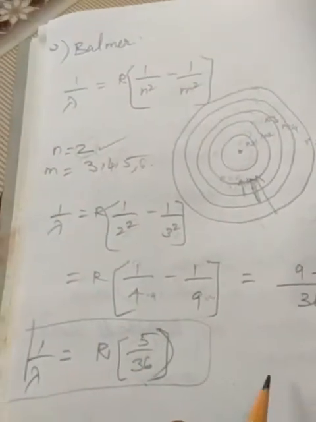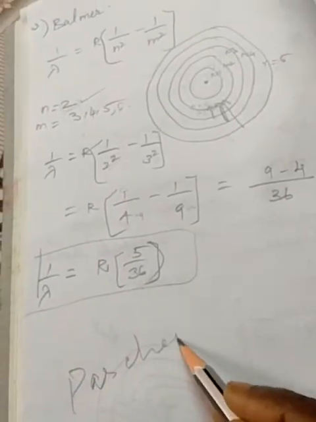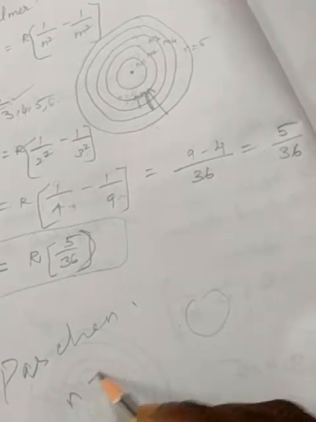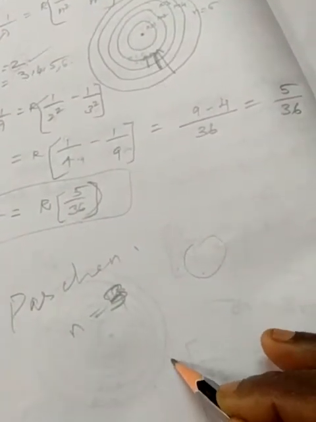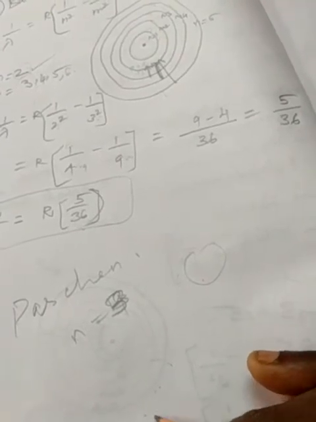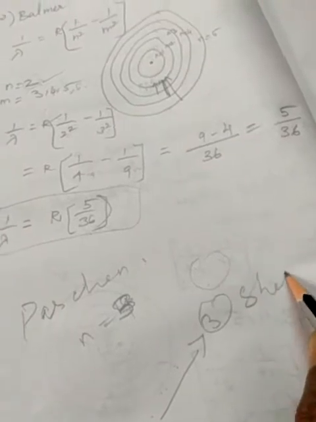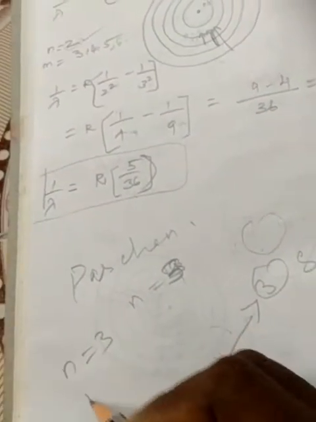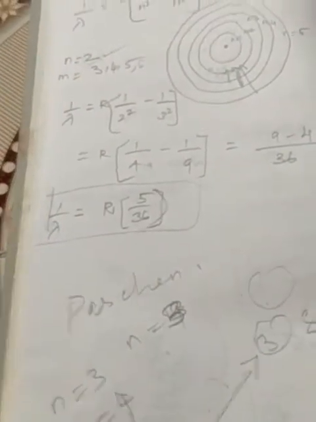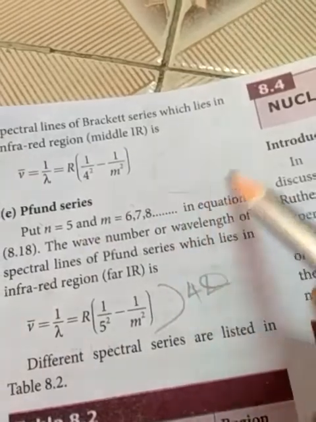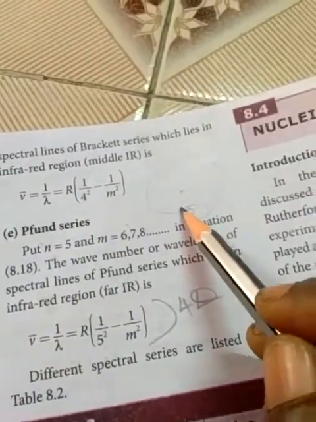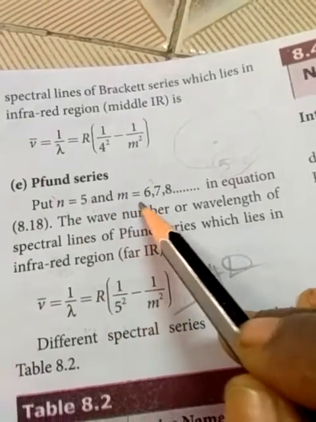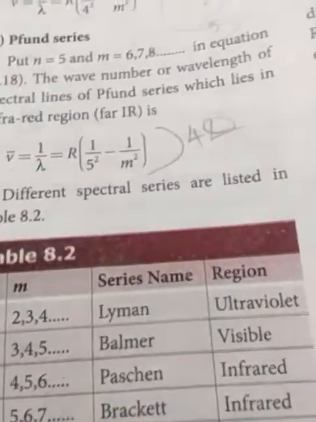The same applies to the Paschen series. In the Paschen series, electrons from the fourth shell, fifth shell, sixth shell, seventh shell, all move to the third shell. So we take n equal to 3 and m equal to 4, and apply the formula. The same applies for the Pfund series: n equal to 5 means electrons from all other shells move to the fifth shell, so we take n equal to 5 and m equal to 6, 7, 8, and calculate. These are the different spectral series.